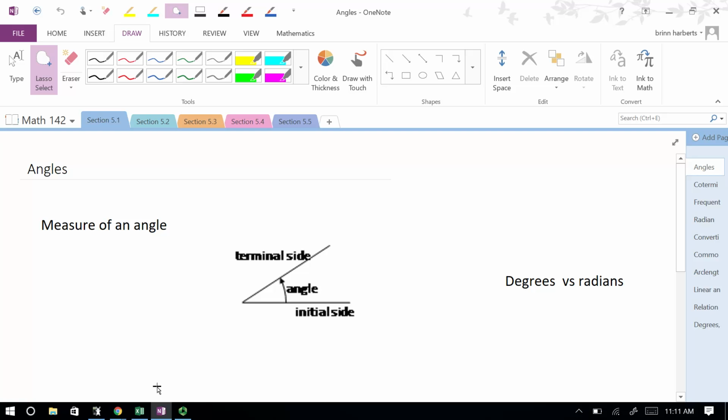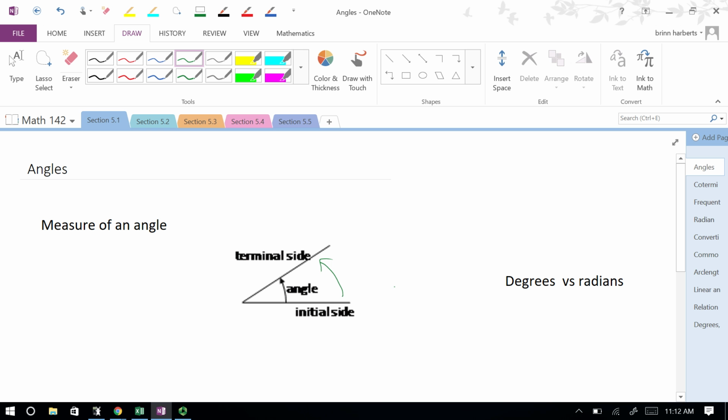Welcome to Math 142. The first chapter we're talking about is chapter 5, and we'll start with 5.1 because that's where we start. We're looking at angles, and we need to talk about what they are and how we measure them. So we look at an angle, we say that it has an initial side and a terminal side, and we always measure the angle as it's rotating in that direction.